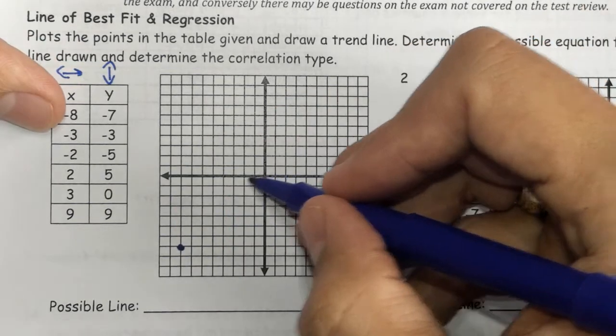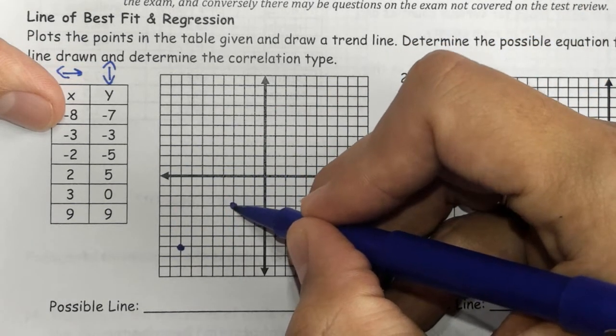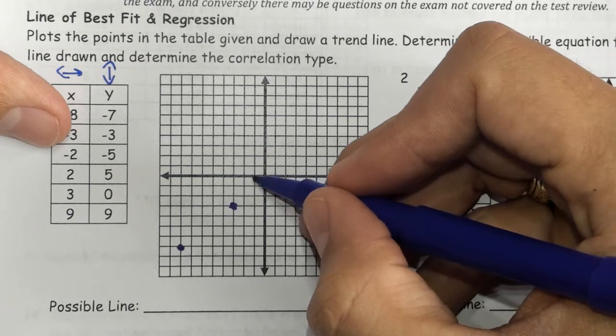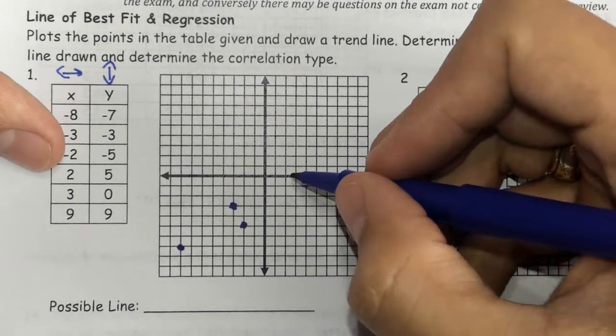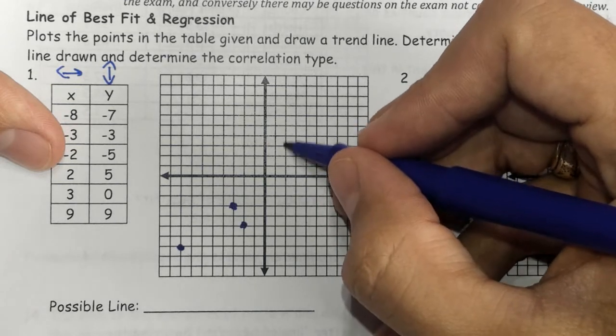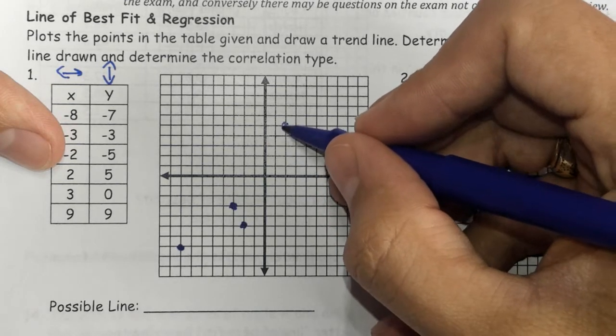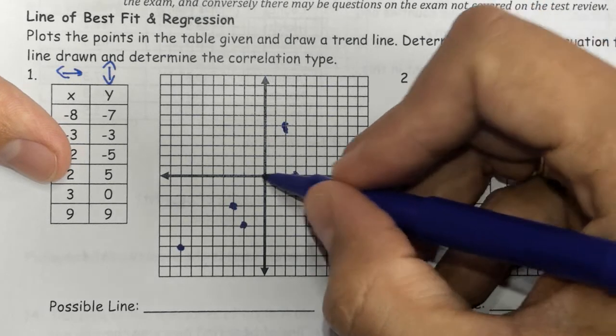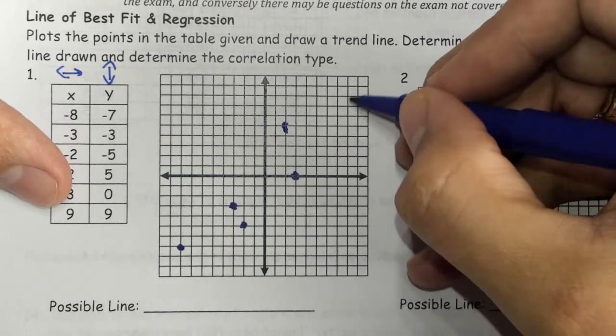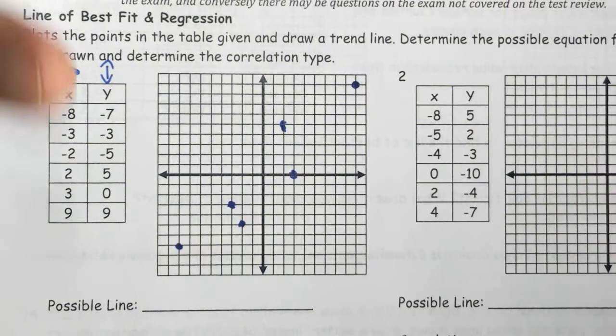Next one is -3, -3. That's that point. -2, -5. There's that point. And 2, 5. 1, 2, 3, 4, 5. 3, 0. 3 to the right, 0 up or down, and then 9, 9 is up here. Those are my points here.